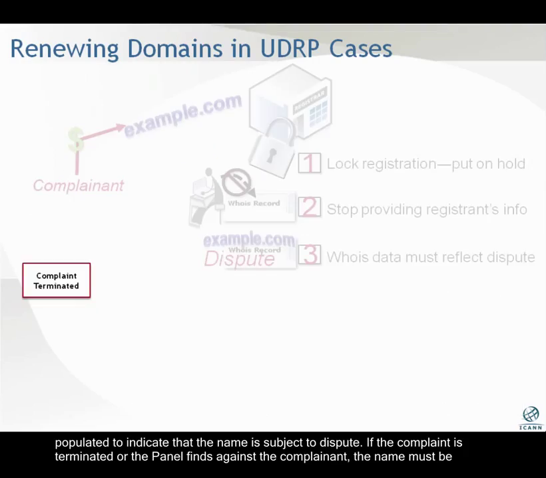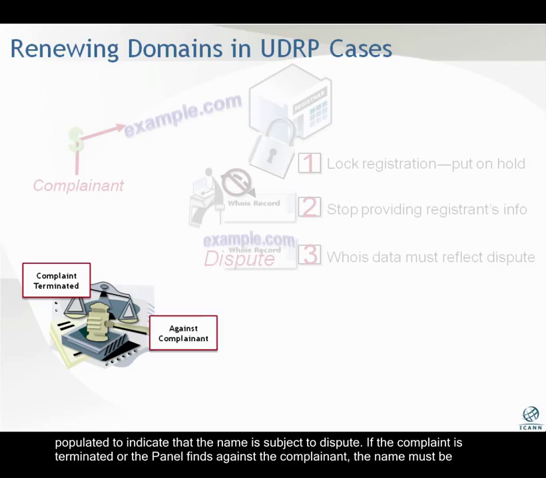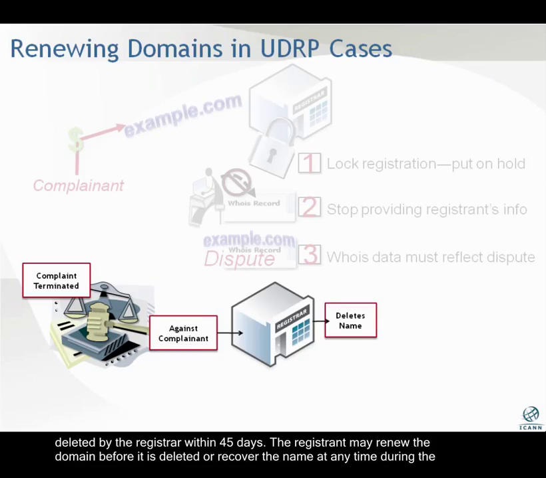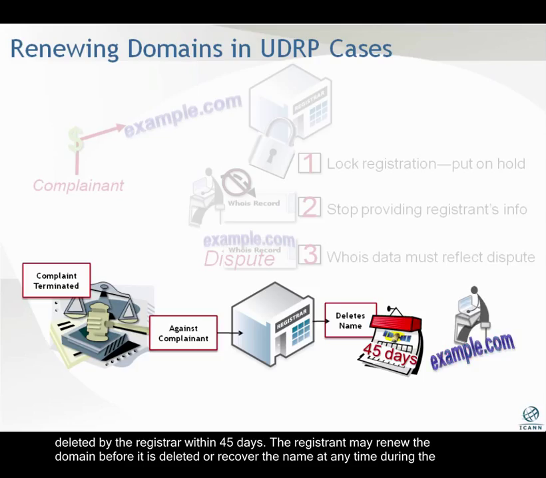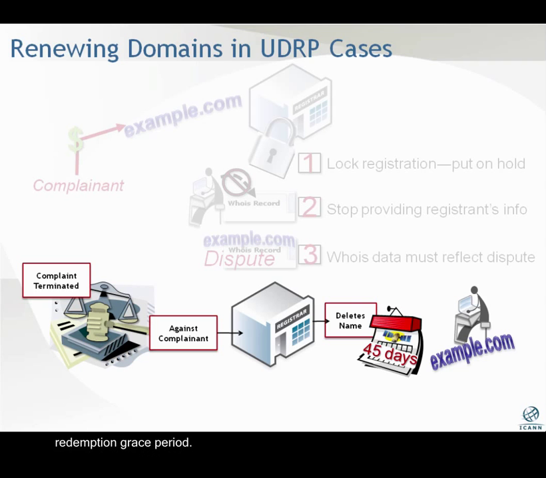If the complaint is terminated or the panel finds against the complainant, the name must be deleted by the registrar within 45 days. The registrant may renew the domain before it is deleted or recover the name at any time during the redemption grace period.